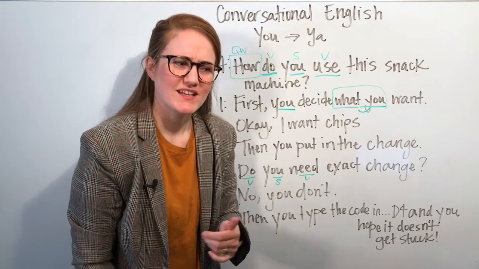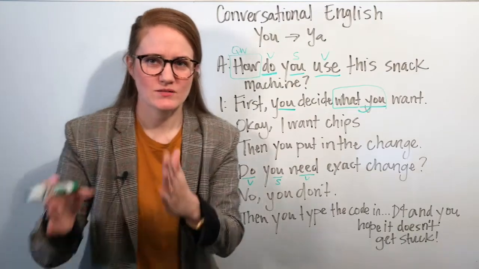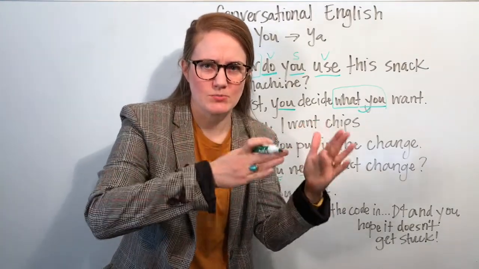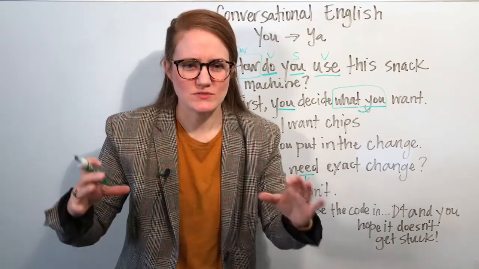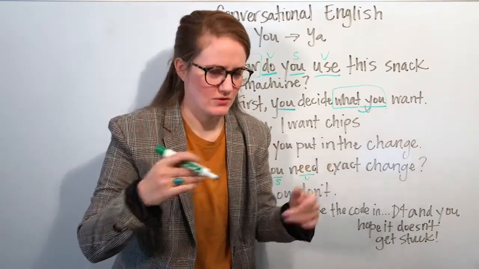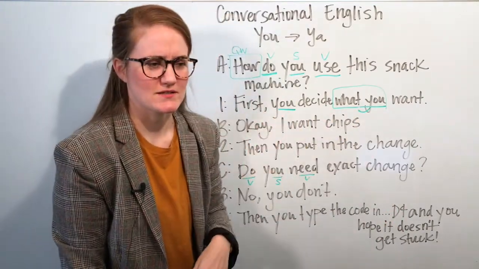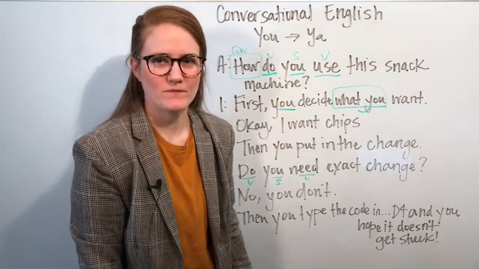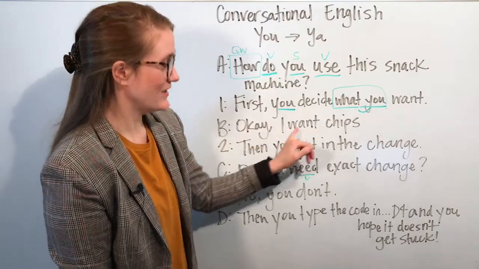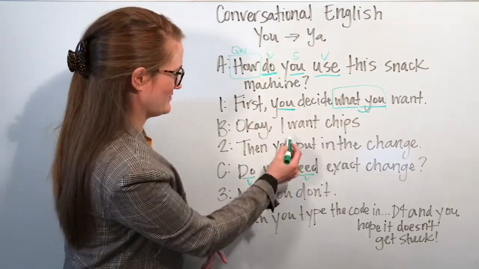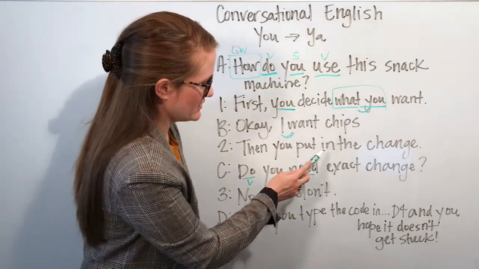Now, if there's some confusion, then in English, I will say each word separately, right? I will clarify, slow down, say each word, okay? But if I'm just speaking casually, I'm relaxed, okay, first you decide what you want. Okay, I want chips. I want chips, all right? We're having a connection there. I want chips, okay? Then you put in the change.